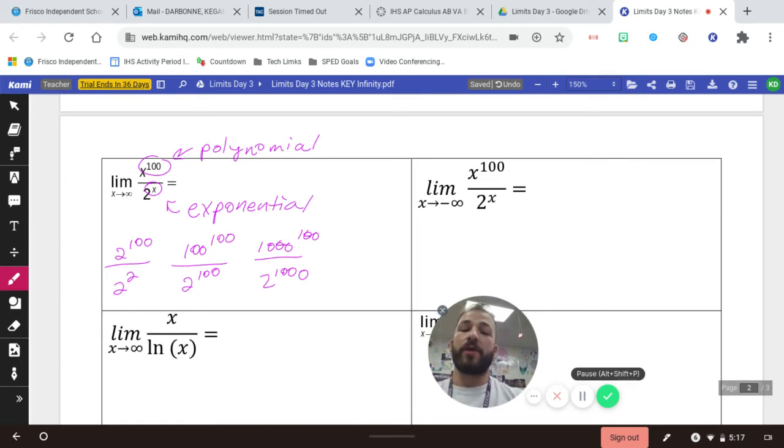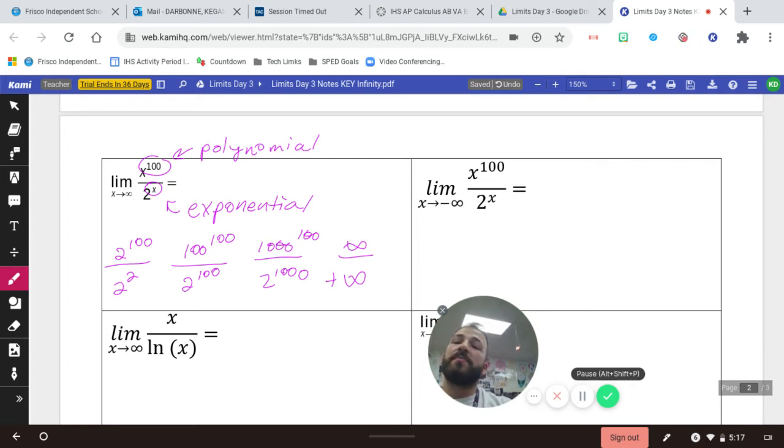And as I get bigger and bigger and bigger, what's going to happen? Think about this as infinity over infinity. This is always going to be a bigger infinity eventually, because it's an exponential dividing a polynomial. Exponential functions will always eventually be bigger than a polynomial function.